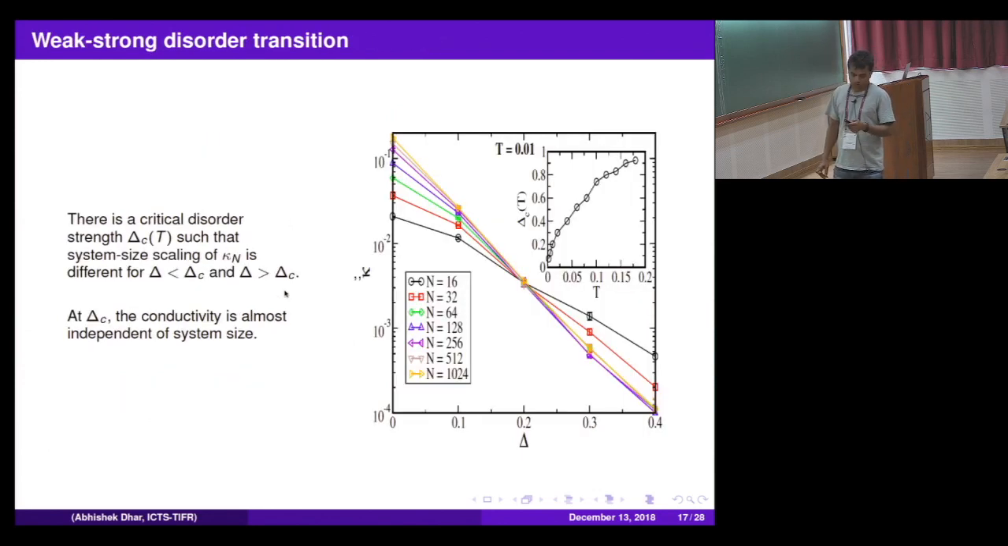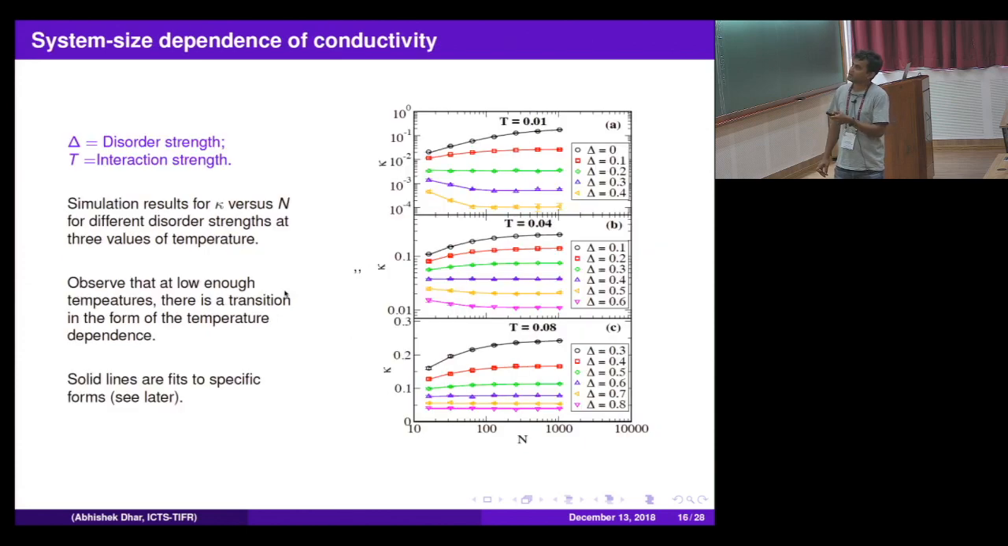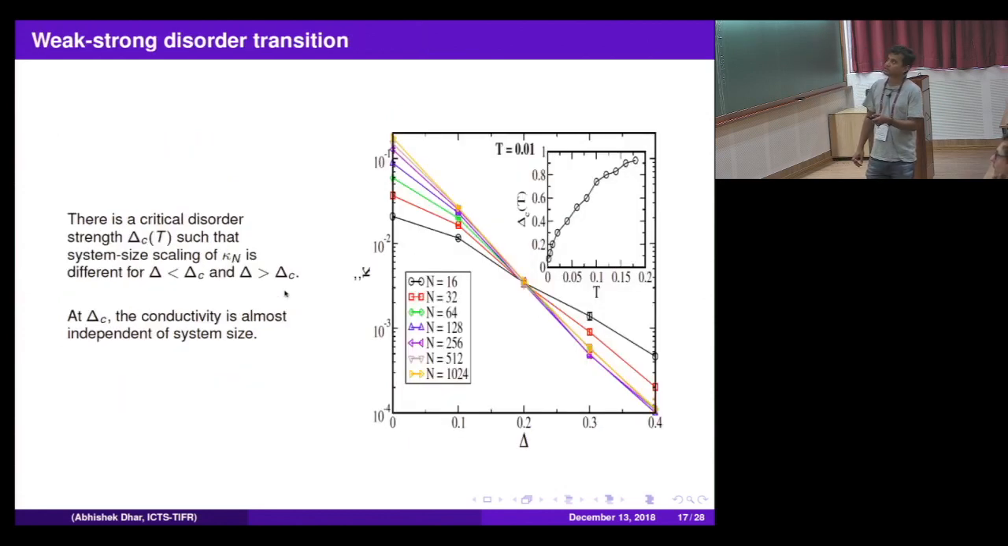Okay, so what this means is that at some particular disorder, it's quite interesting that the conductivity is almost flat. There's almost no dependence on system size. And this we can see here also. Basically, it shows that if you plot conductivity versus the disorder strength, then at some disorder, all system sizes have the same value.